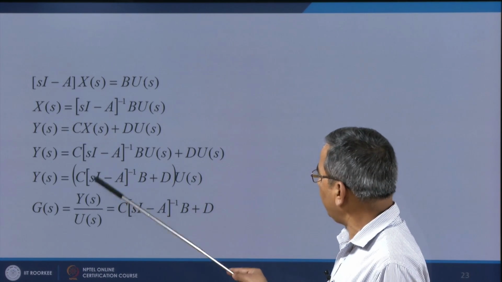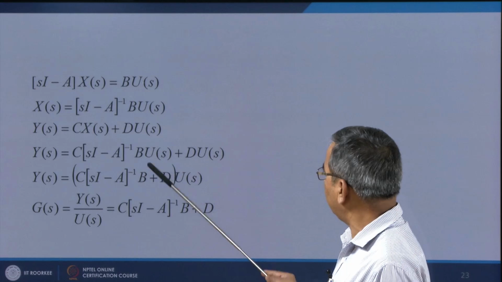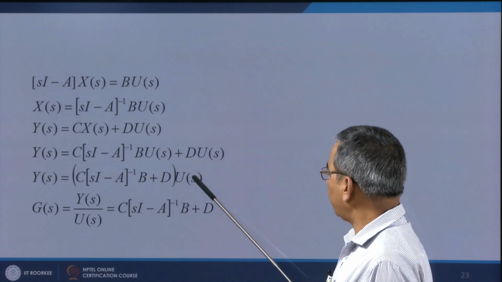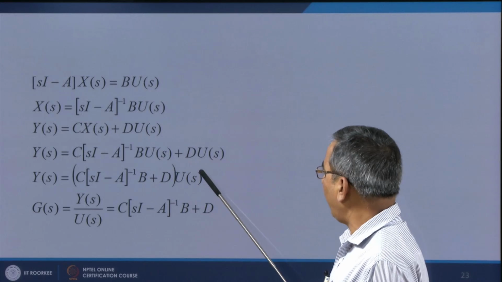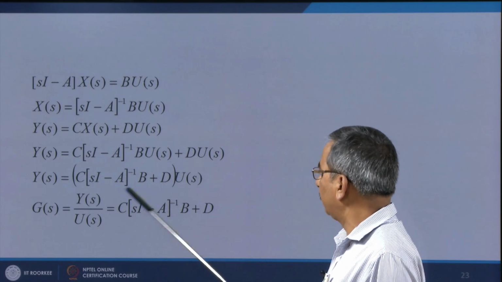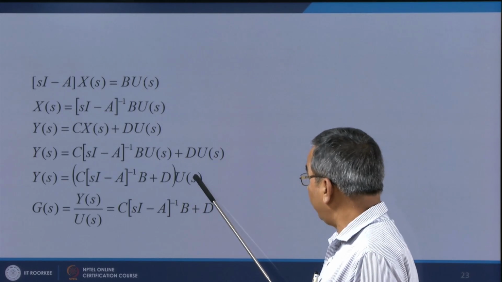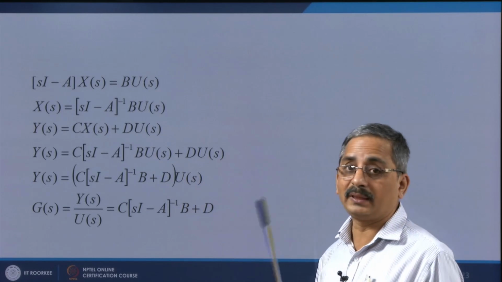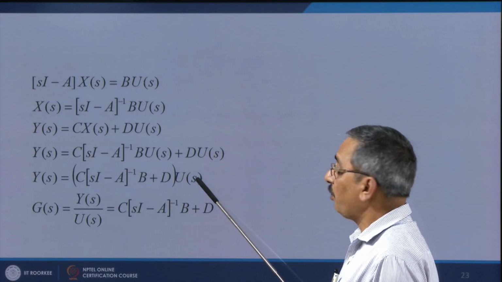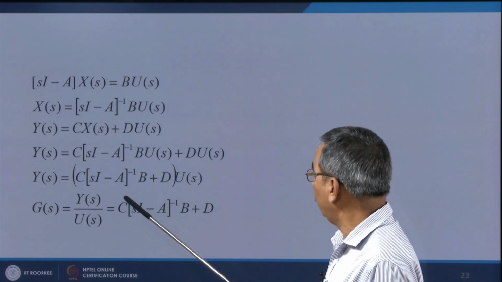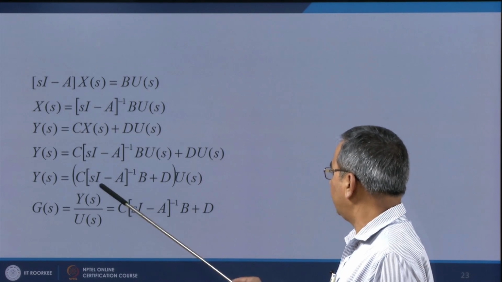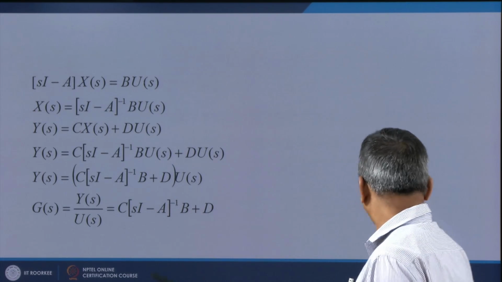So, I have C (sI minus A) inverse into B plus D, with U(s) outside here. Now I can define the ratio between the output and the input, that is Y(s) divided by U(s), of course with the initial condition of 0 value. So, this will give me the transfer function C (sI minus A) inverse B plus D.